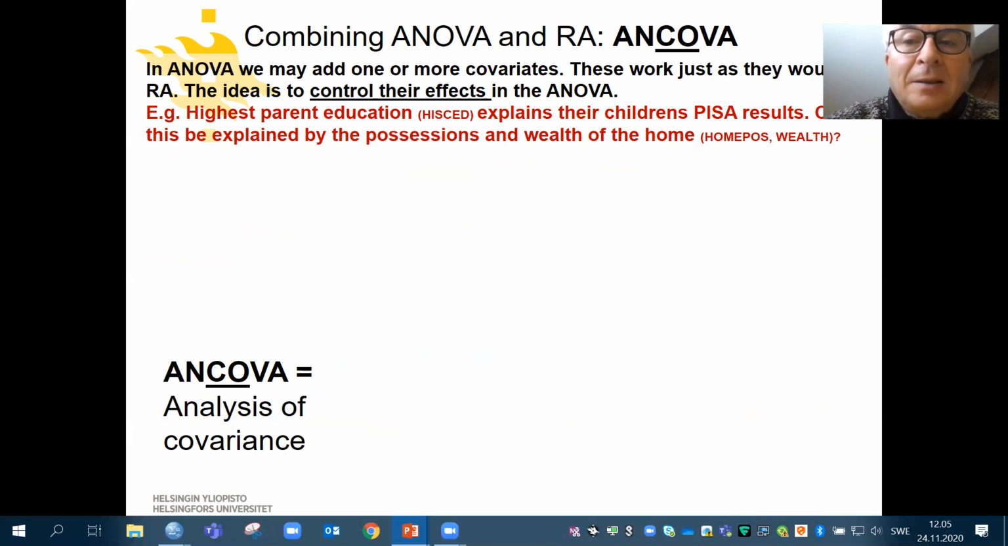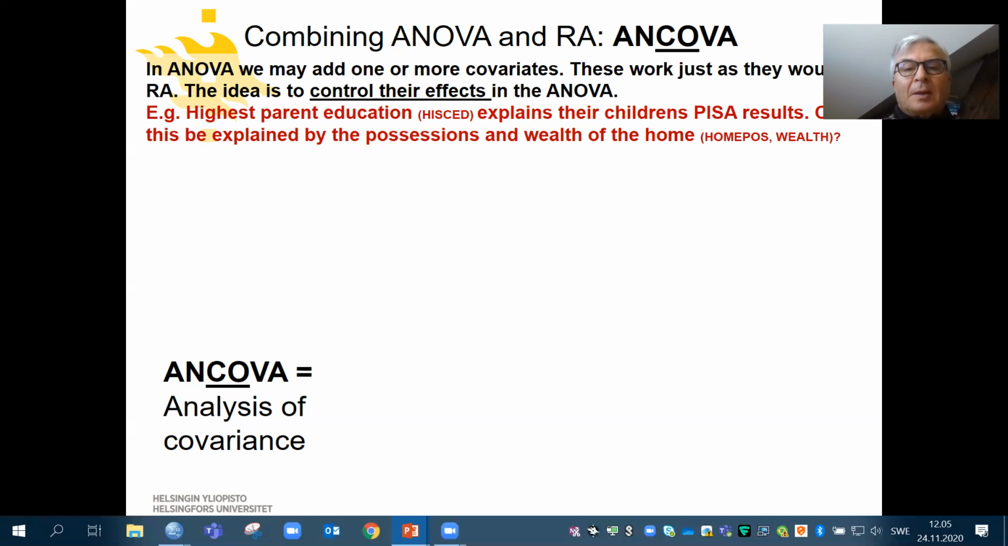And they give you precisely the same result as if you would separately make a regression analysis and try them out. The idea here is that you can control, if you are interested in differences between groups, and then you need to control some variable, then you can use the covariates to control these effects.